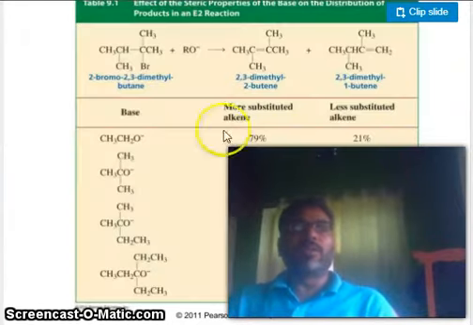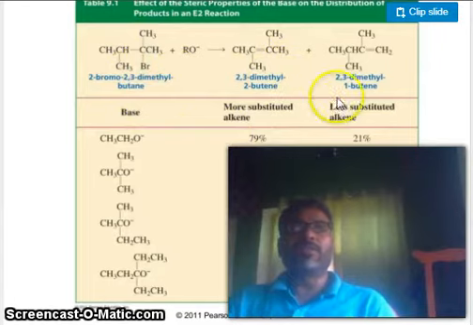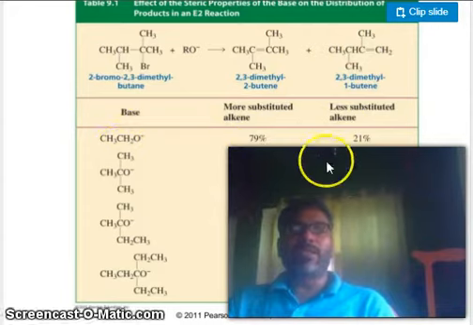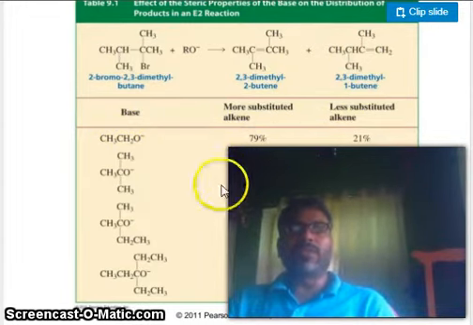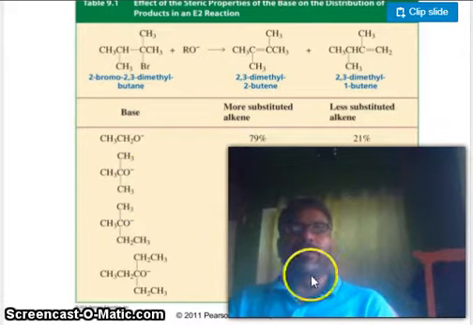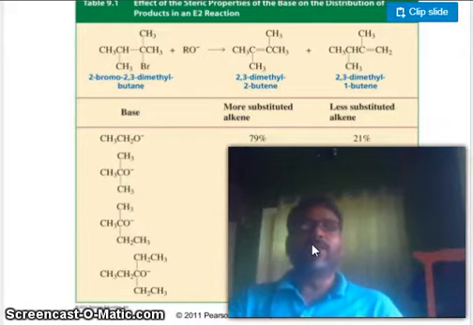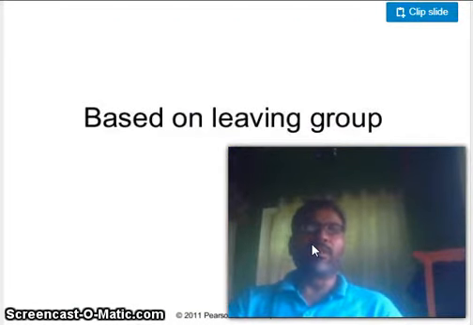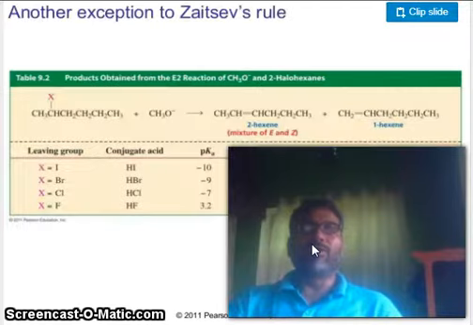Now you have this substrate and you have these two products. If you have this base, you will get the more substituted alkene and the less substituted alkene. So in that case 79%, in that case 27%, you see the less substituted alkene is increasing. So friends, this is also an important table for E2 reactions and for competitive exams.